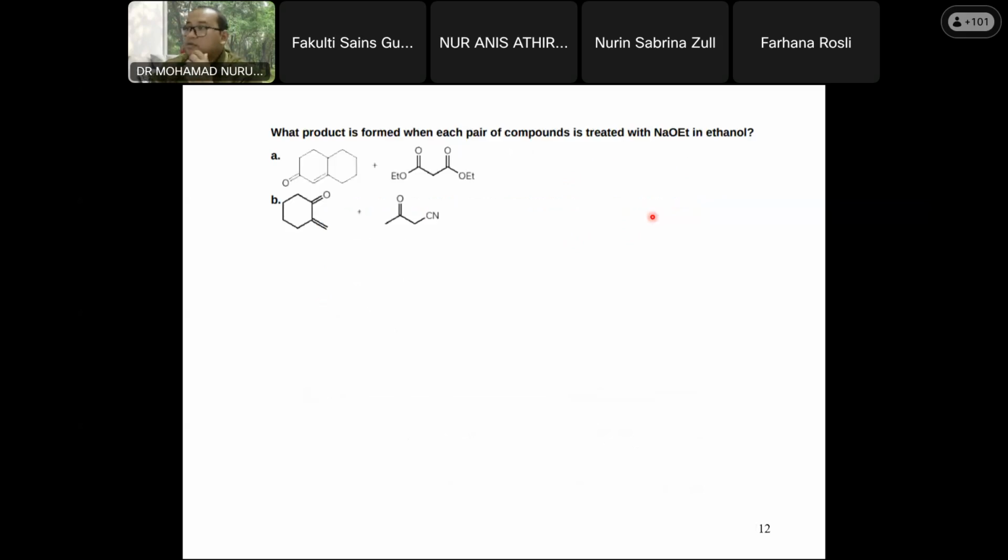Next question. What product is formed when each pair of compounds is treated with sodium hydroxide in ethanol? We have two examples here. The first one is cyclic systems, both of them cyclic systems. So you have to determine which one is the beta position. The new bond forms at the beta position. As I said, this is the alpha position and this is the beta position. They will have a new bond at the beta position.